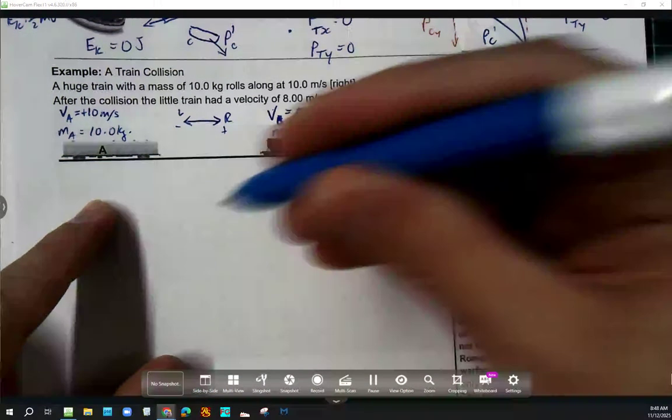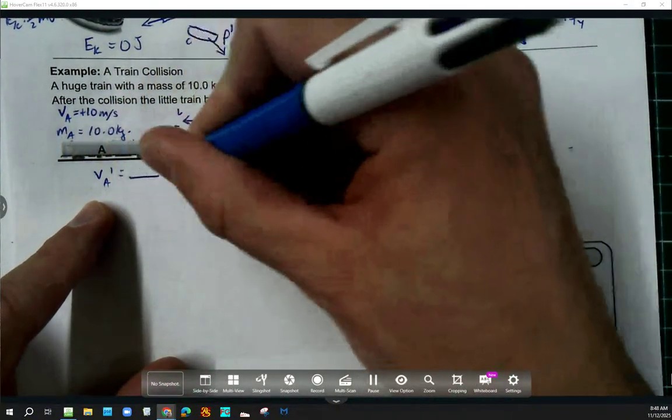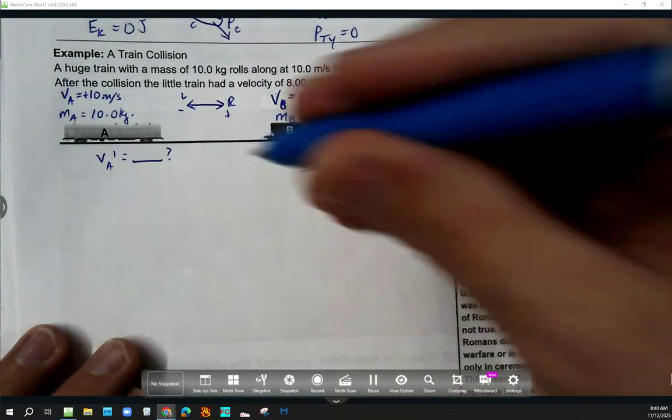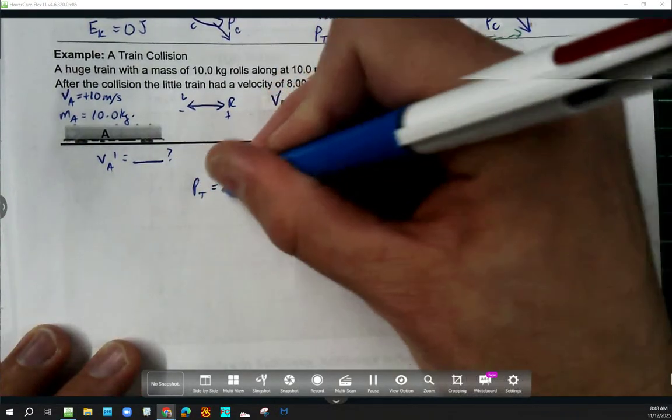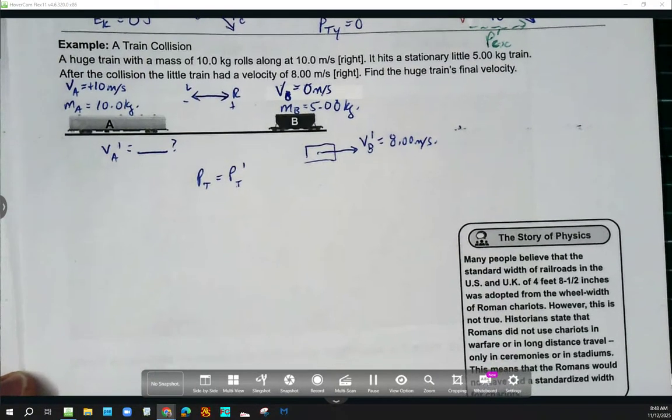So what we would say is, we don't know what VA primed equals, so I'm going to leave this as a blank, like my own little personal organizer. But what I do know is that momentum is always conserved. And so I could say something like P total is equal to P total primed.